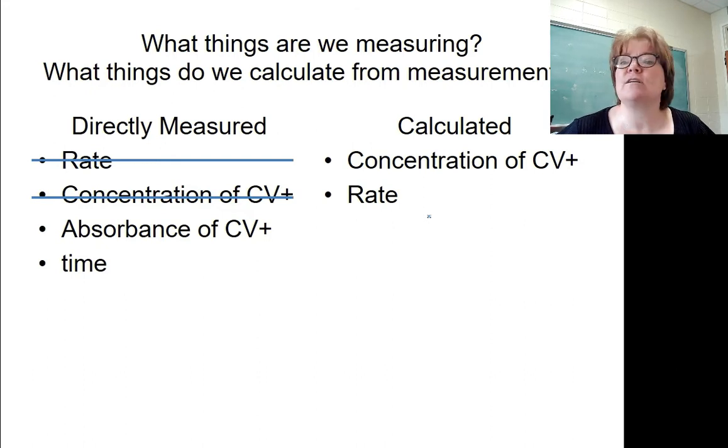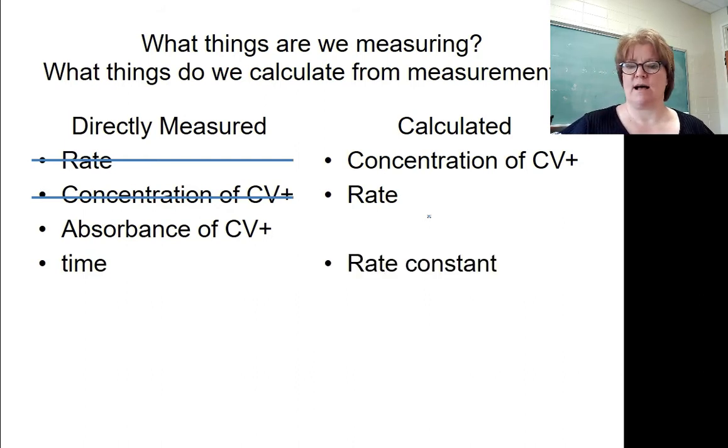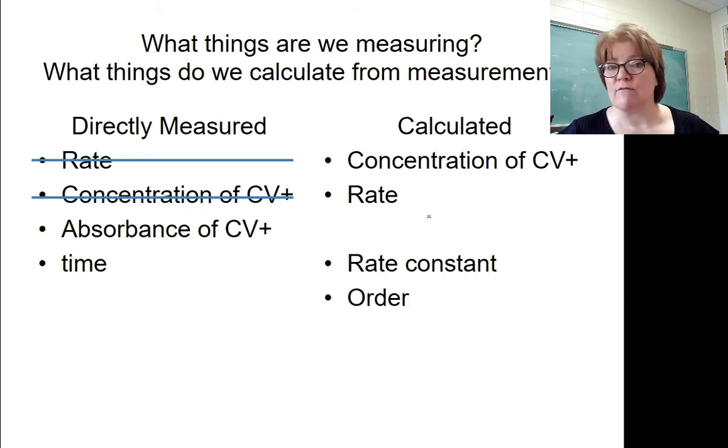I'm going to calculate the rate. We're going to do that specifically in this lab. We're going to give you a bunch of concentrations, although technically they weren't measured, they were calculated, and a bunch of times, and you're going to get the rate from that. We'll talk about how to do that. Then once I have two different experiments, I can get a rate constant. Again, that's going to be a calculation. And I can get an order of the reaction. That's also going to be a calculation.